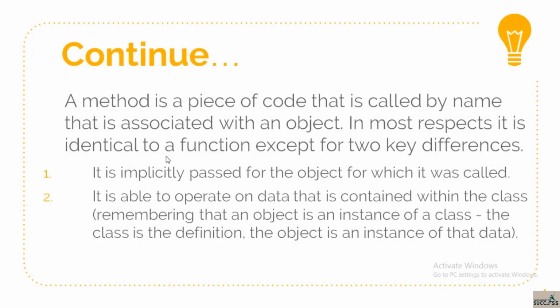A method is a piece of code that is called by a name that is associated with an object. In most respects, it is identical to a function except for two key differences. It is implicitly passed the object for which it was called, and it is able to operate on data that is contained within the class. Remembering that an object is an instance of a class, the class is the definition while the object is an instance of that data.